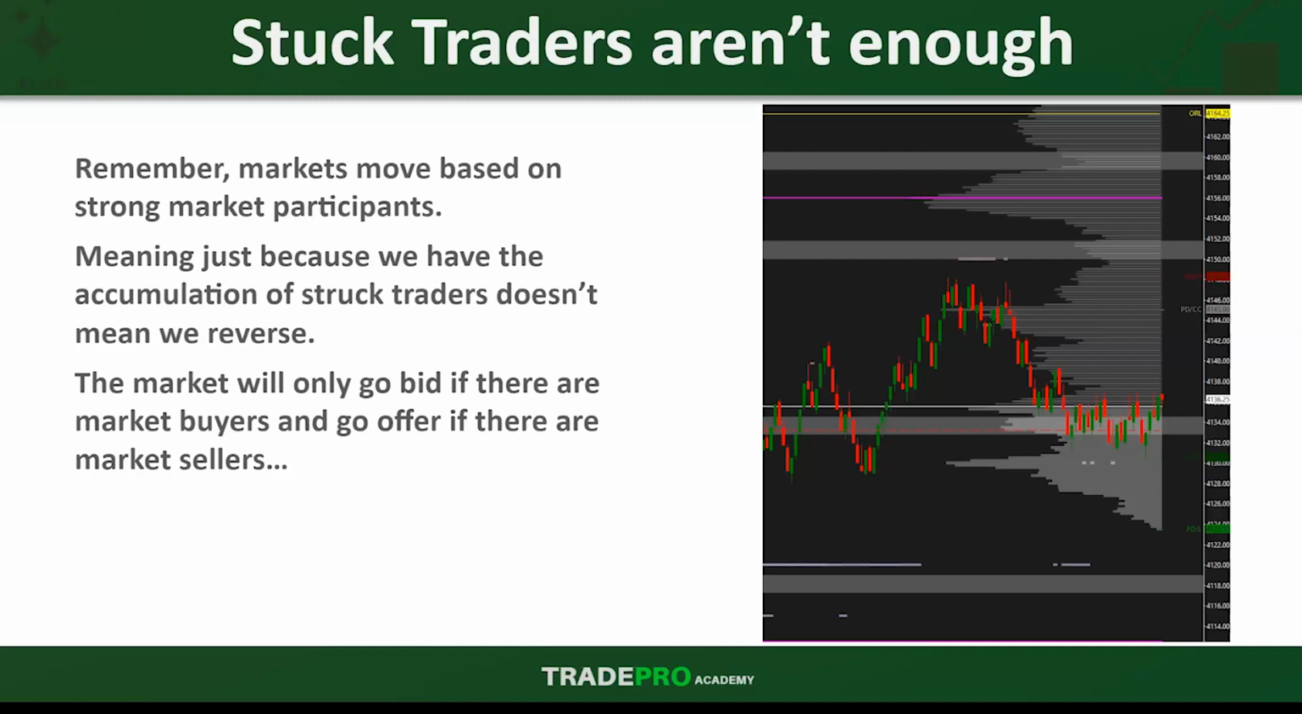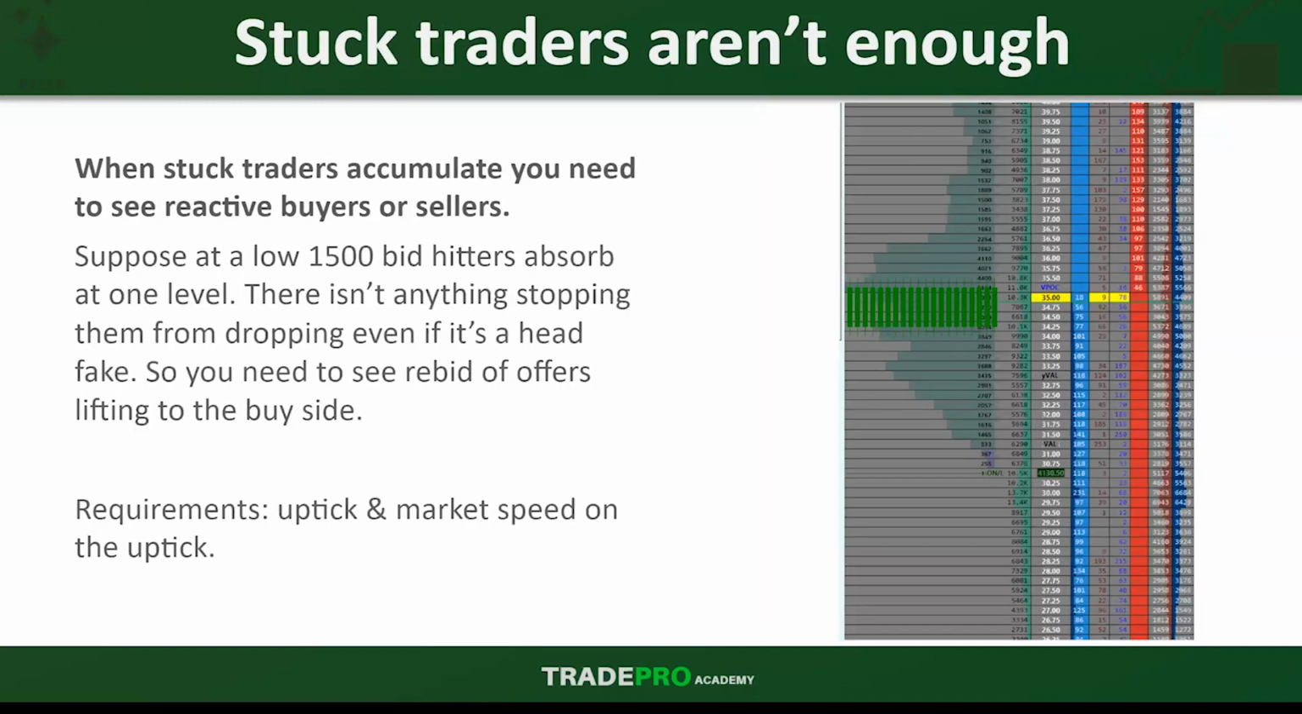So if you're at a stuck short and there's massive absorption on the sell side, you need a market buyer to step into the market, right? You need a market buyer to step into the market and reverse that position. Without a strong market buyer, the move might happen, but it's not going to be very long, right? So when we have stuck traders accumulated, you need to see the reactive buyers or sellers.